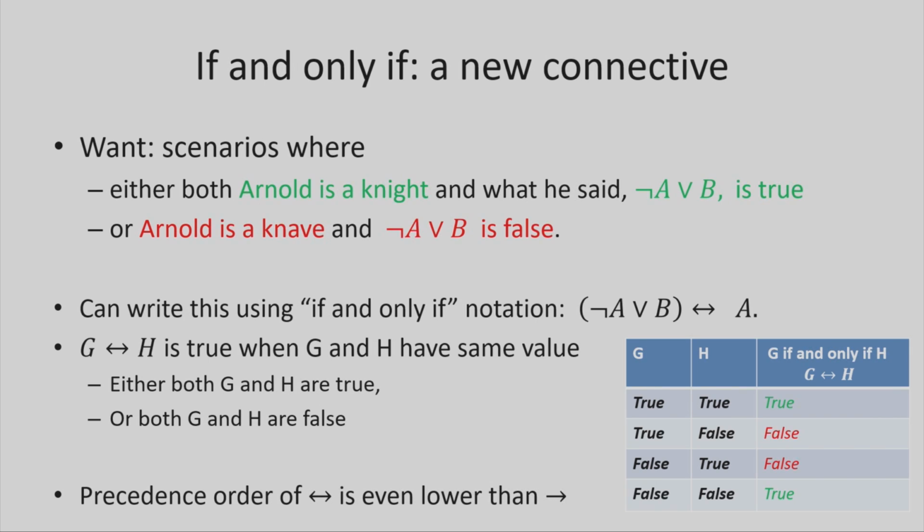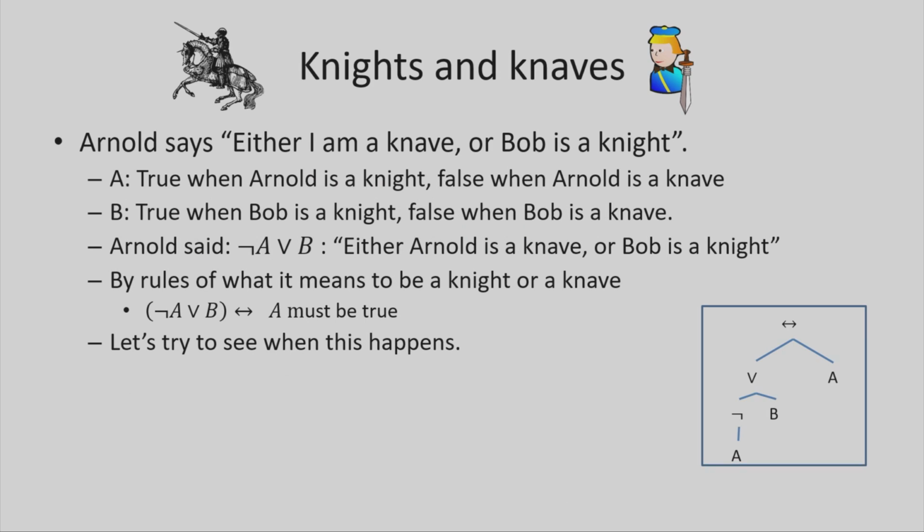So we will use a little bit more notation, just a shortcut, syntactic sugar, the double arrow, which means if and only if. So if the first part is true, then the second must be true, and if the second part is true, the first must be true. And by the way, when you're writing the syntax trees, you would give the if and only if even lower precedence than if. So let's use this to solve the puzzle.